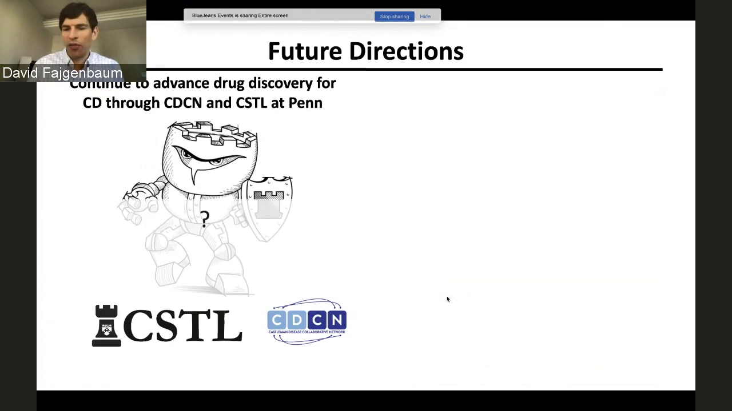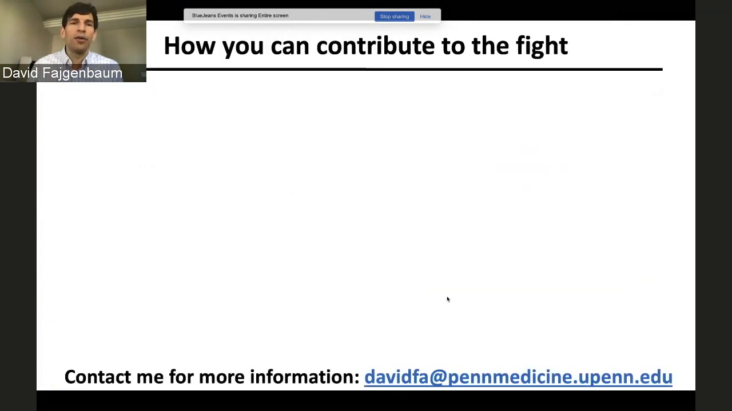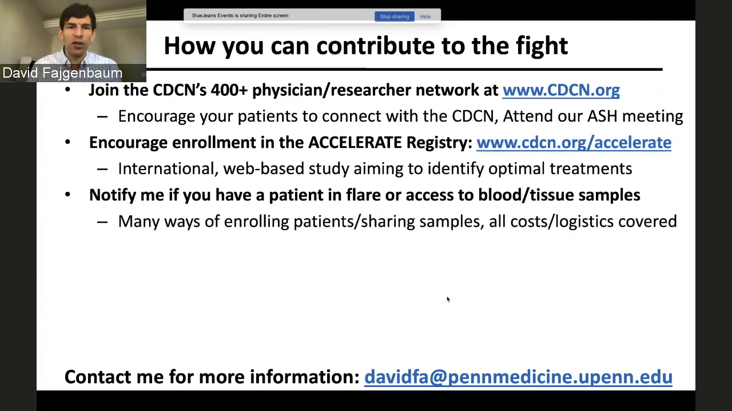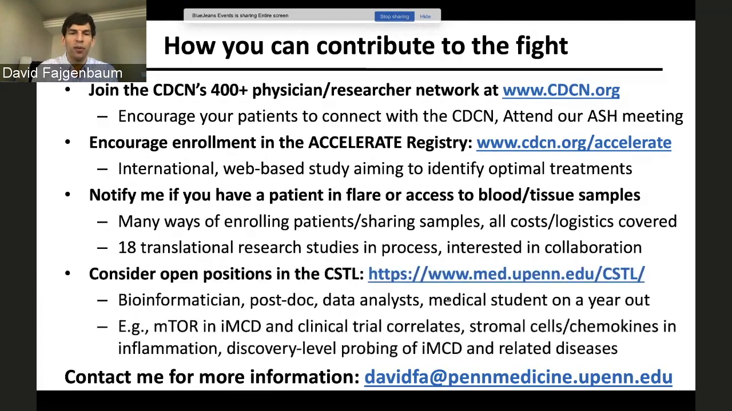We know that about a third of Castleman is taken care of, maybe as much as a half, but we've still got work to do. I'm going to continue to collaborate with researchers from related inflammatory diseases like COVID and others, and continue to push forward the concept of drug repurposing and using drugs that are already FDA approved for one condition in other ways. And so here are a few ways that you as physicians and health professionals can contribute.